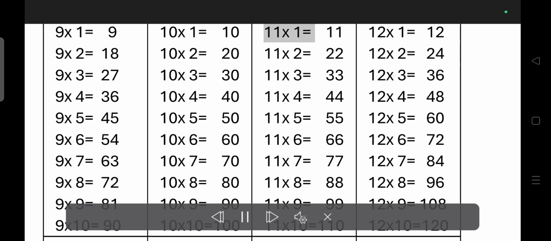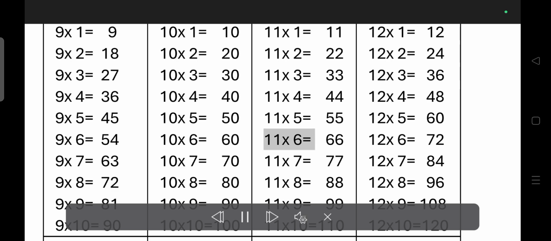11 times 1 is equal to 11. 11 times 2 is equal to 22. 11 times 3 is equal to 33. 11 times 4 is equal to 44. 11 times 5 is equal to 55.